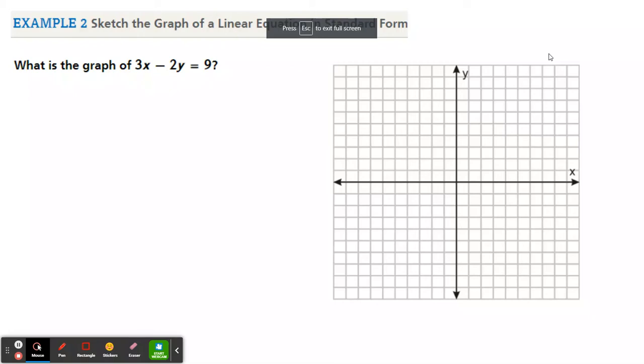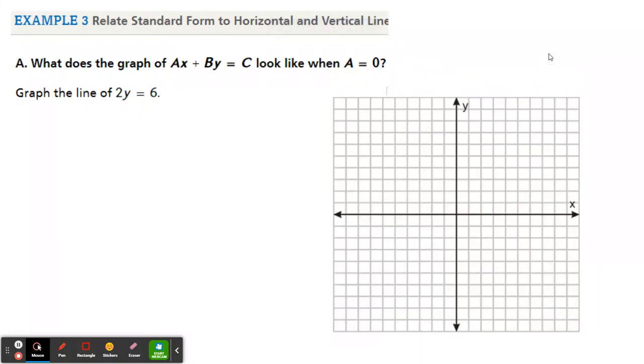All right, algebra, let's keep rolling with our second video for lesson 2-3 on standard form. Here we go. Example 3.